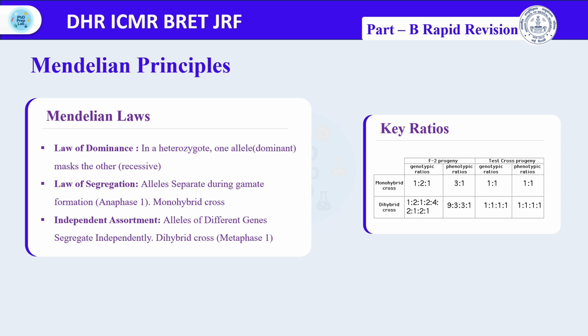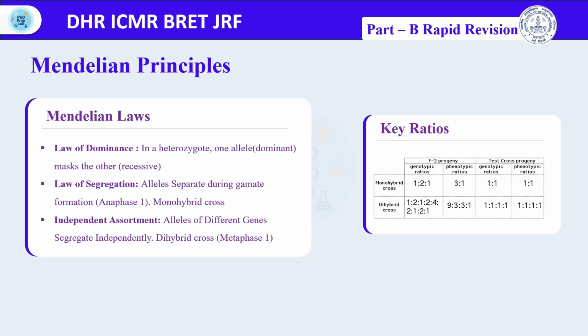Now we have the Mendelian principles. So these are the very core laws of genetics. Broadly, they are the base of genetics. Okay, these laws determine the base of genetics. So these laws were obviously given by Mendel. That's why they are called Mendelian laws.